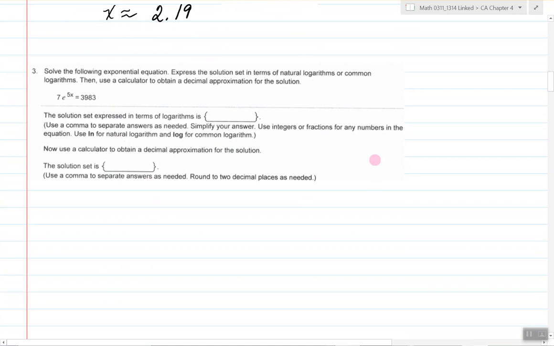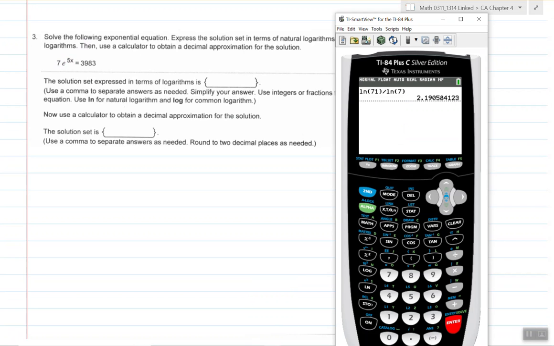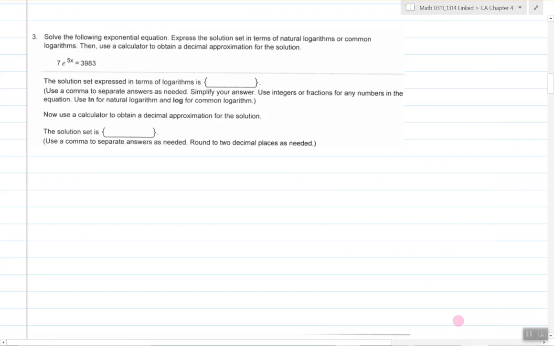Now the instructions, the steps, said to isolate the exponential term. Well, it's got a coefficient of 7. So to do this, I'm going to divide both sides by 7. So the first thing I'm going to do is take 3983 and divide it by 7. I don't know if it goes in evenly. It does. So I had 7 e to the 5x is equal to 3983. To isolate, I will divide both sides by 7.